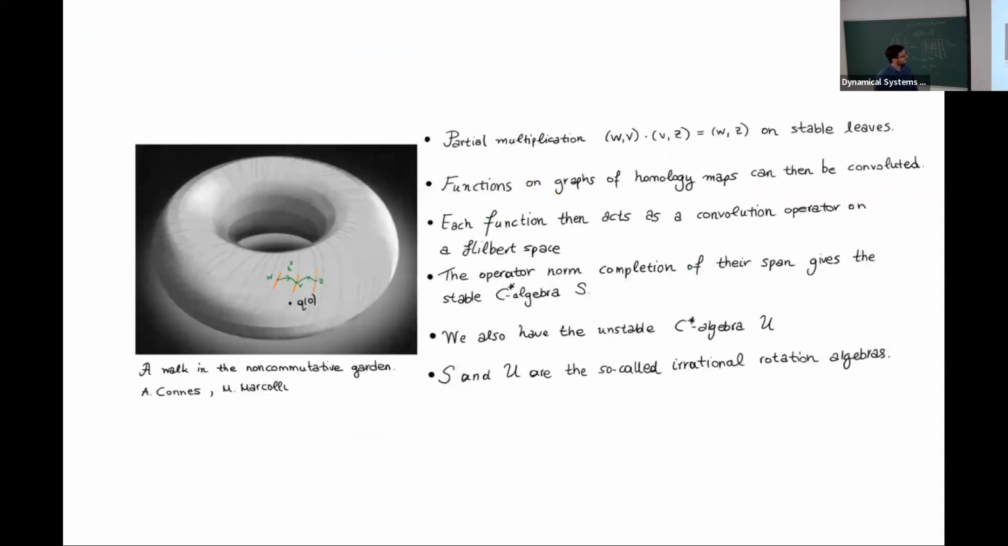And you can multiply in this way, so you have WV, VZ, and you can multiply whenever they are in the same stable leaf. So you can move only on the same stable leaf. So you have multiplication, it's closer to being a group, so you can make sense of convolution of functions on that group-like structure, the groupoid. And you can create a C*-algebra representing this behavior.